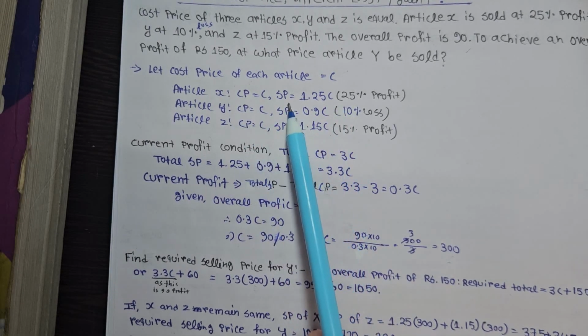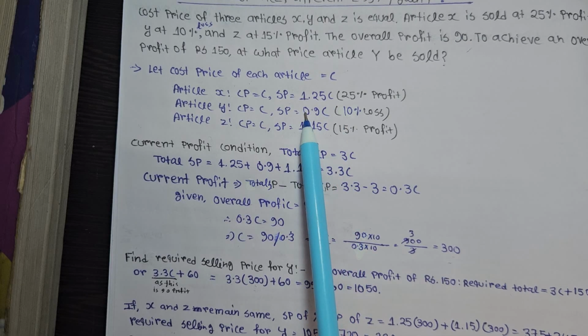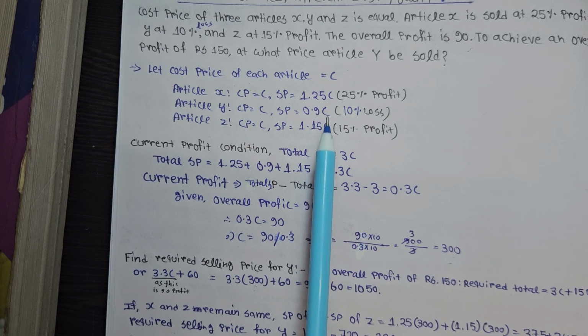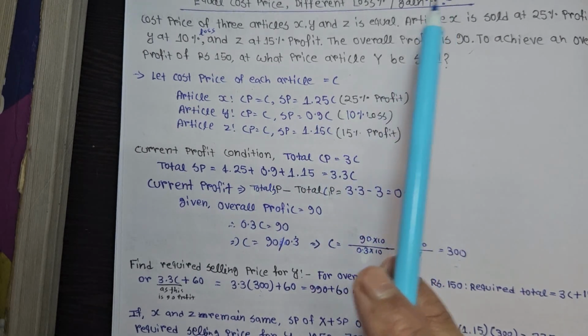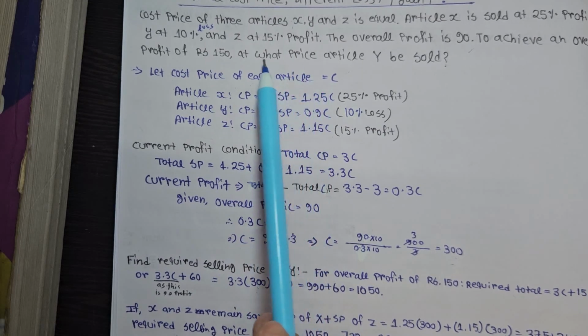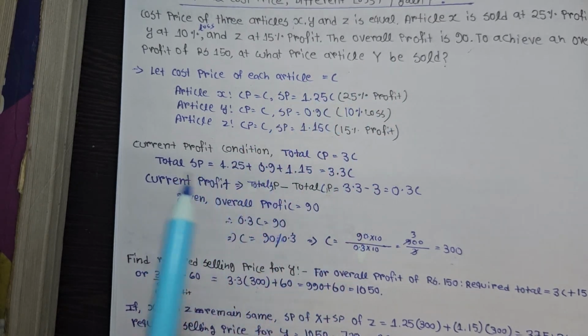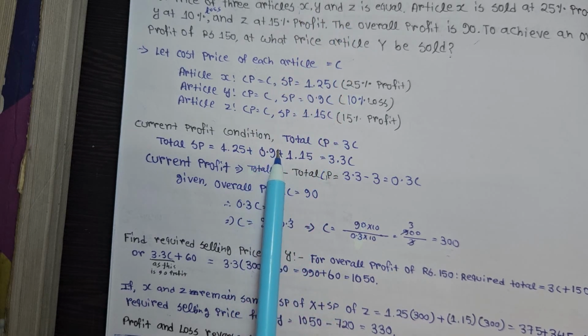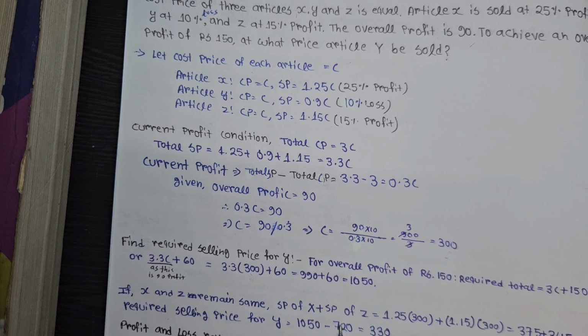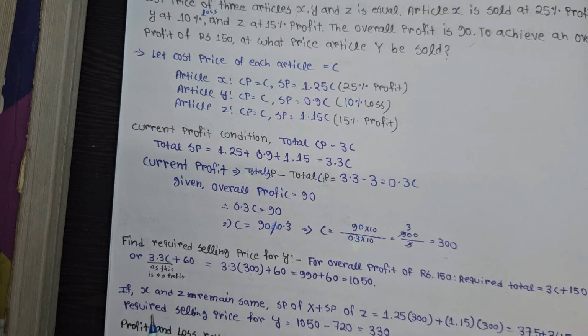If X and Z remain the same, SP of X plus SP of Z equals 1.25 into 300 plus 1.15 into 300, which is 720 rupees. We are assuming X and Z are the same because we need to find what price Y should be sold at. So the required selling price for Y would be 1050 minus 720, which is 330 rupees.